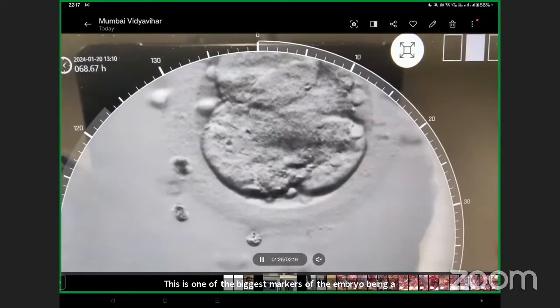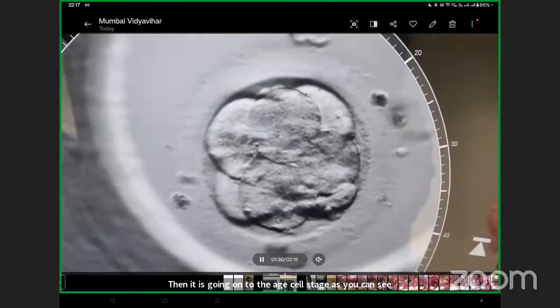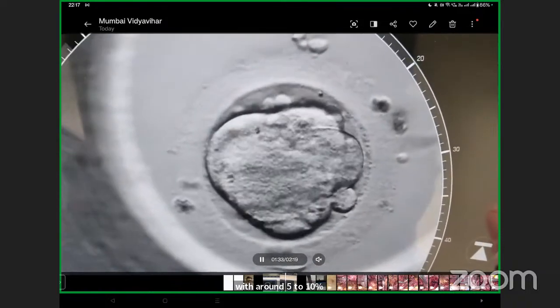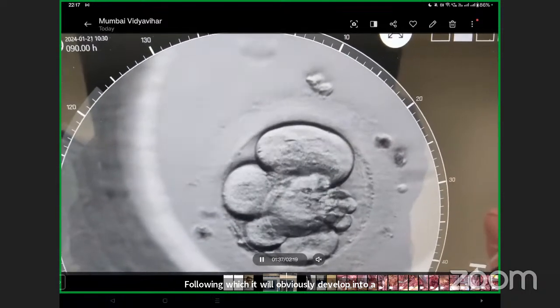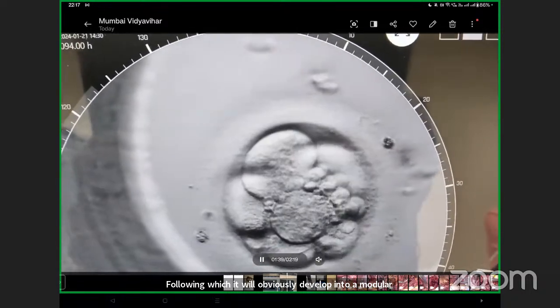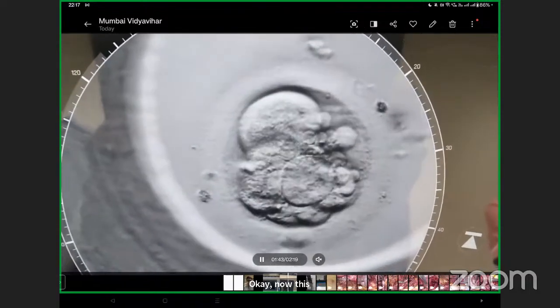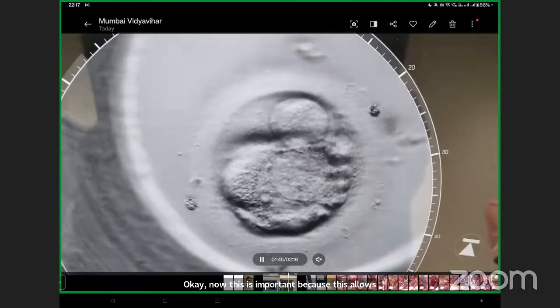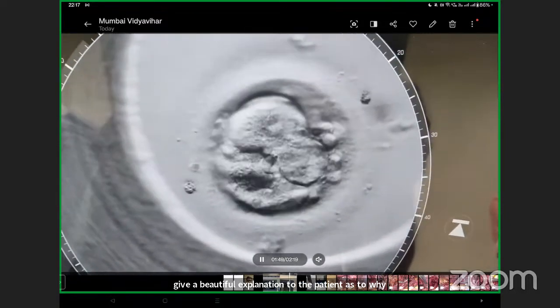Then it is going on to the 8 cell stage, as you can see, with around 5 to 10% fragmentation, following which it will obviously develop into a morula, which it has developed, and then comes the stage of developing the cavity inside the blastocyst. Okay. Now, this is important because this allows you to give a beautiful explanation to the patient as to why embryos formed and why embryos did not form.